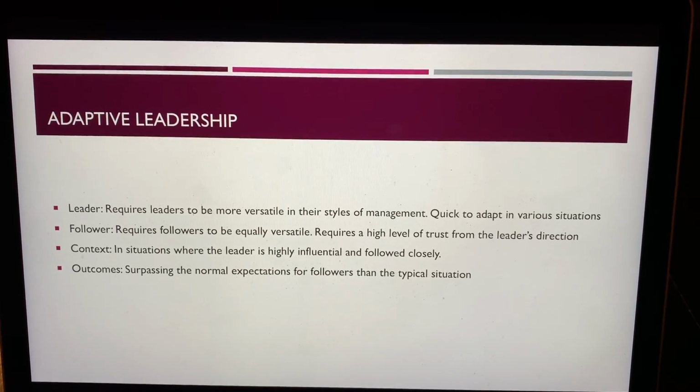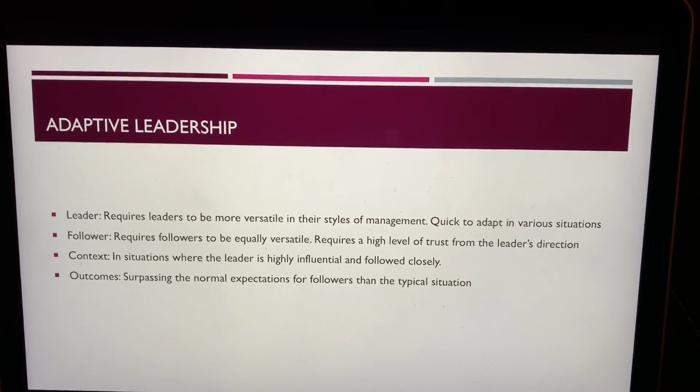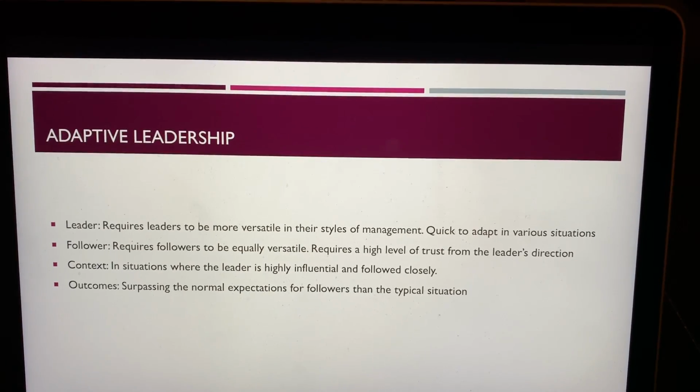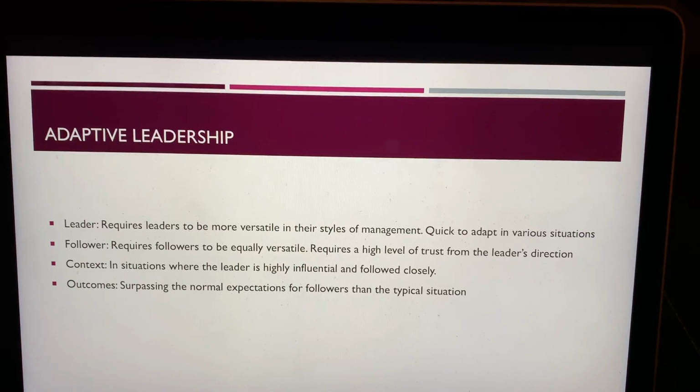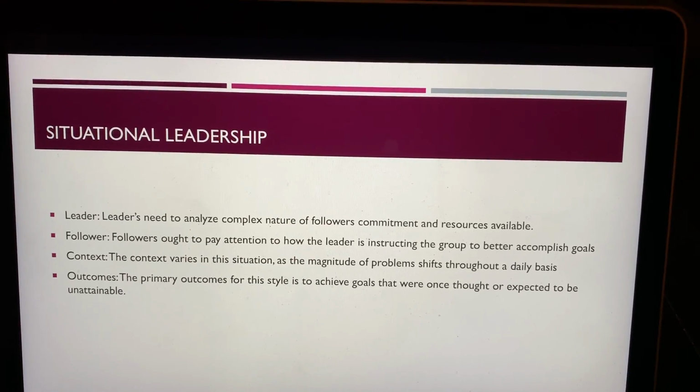Adaptive leadership. This requires leaders to be more versatile in their styles of management depending on the situation. The same for the followers. They need to be flexible and able to mold into whatever style the leader is going for. So this again is for surpassing the normal expectations for followers in a given situation.